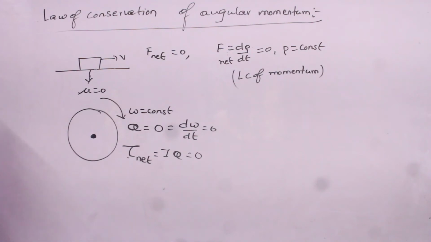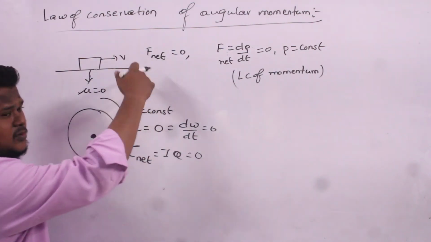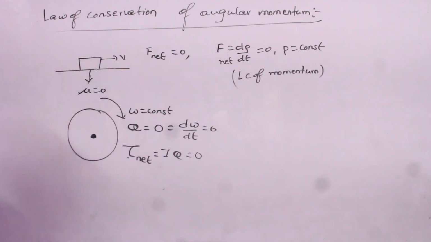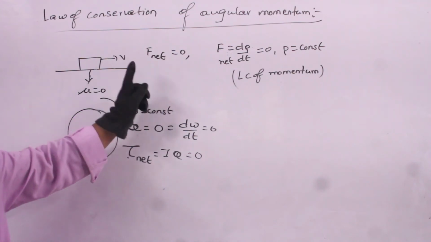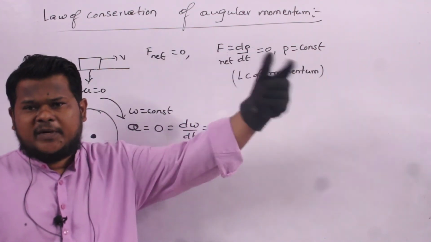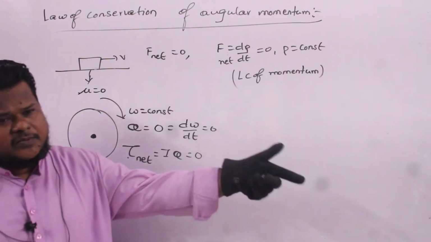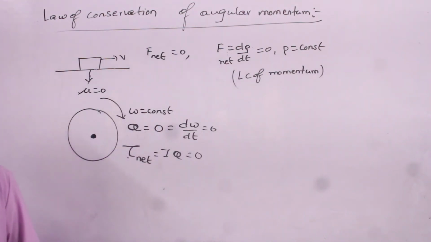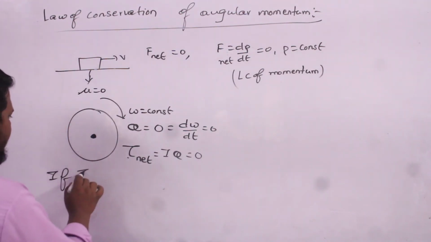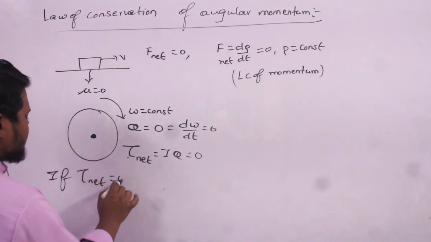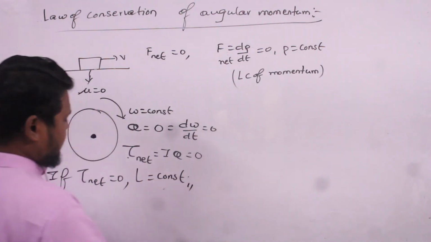Are you able to understand? Same concept we are writing here. Net force is zero, momentum is a constant. Compare them: net force is zero, what is constant? Momentum is a constant. Net torque is zero, angular momentum should be constant. So therefore, if net torque acting on the system is zero, then angular momentum should be constant.